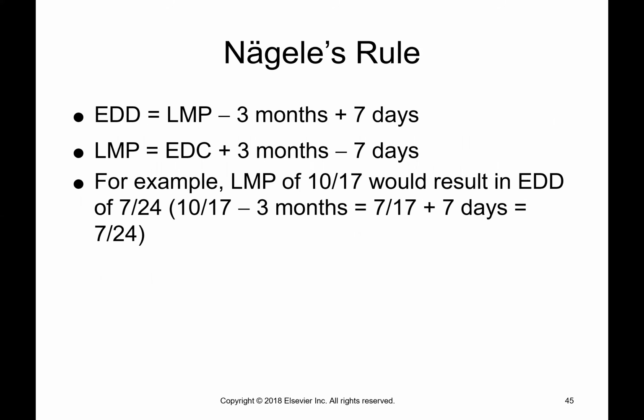So here's, I don't know, I call it Naegele's rule. But it's kind of interesting. So your LMP minus 3 months plus 7 days is the estimated delivery date. LMP equals estimated date of confinement plus 3 months minus 7 days. So it's kind of interesting how they've made this out. So for example, an LMP of 10/17 would result in an estimated due date of 7/24. So 10/17 minus 3 months would be 7/17, plus 7 days, 7/24.